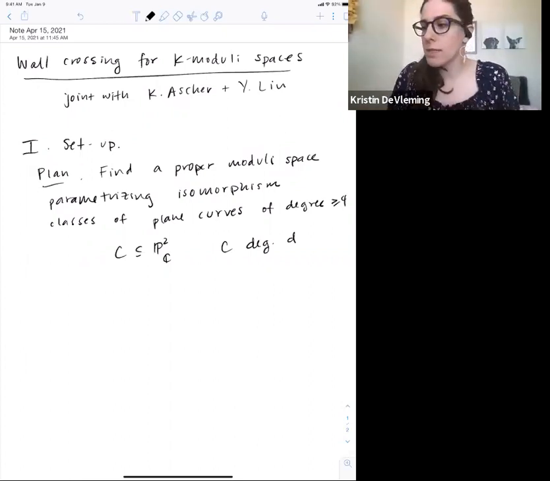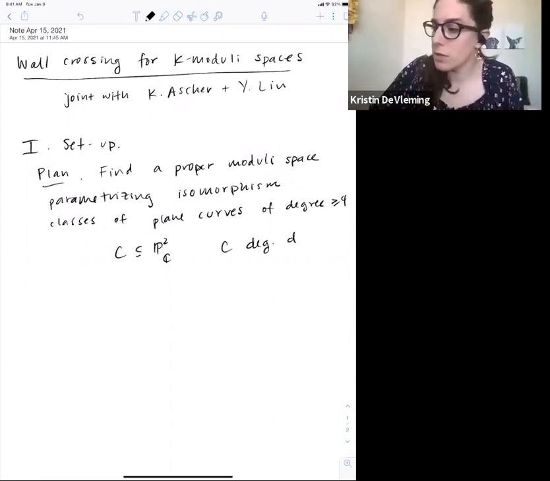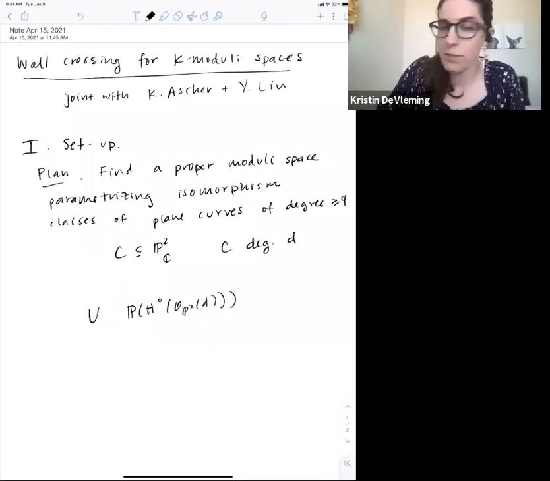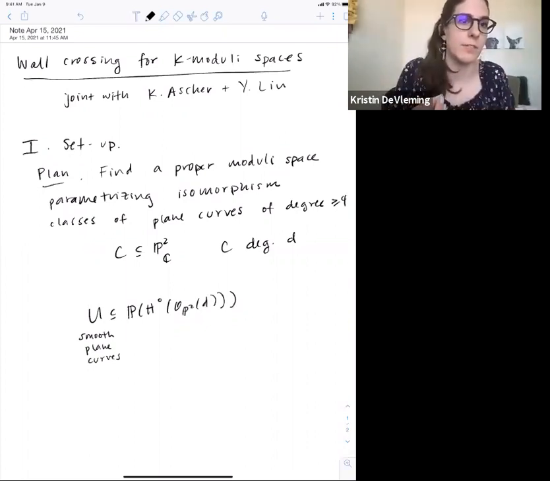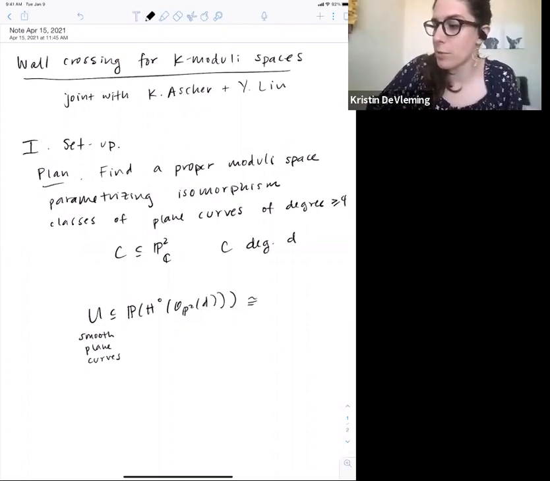So if you want a moduli space, this should be a space whose points correspond to these isomorphism classes of curves. And you can get your hands dirty and just construct it if you leave out the word proper. So I could consider the space of all plane curves of degree D, take the projectivization of O_D, and I could consider the locus of smooth plane curves inside this projective space. So each point of U corresponds to a specific isomorphism class, or at this point, just a specific smooth plane curve. And so this is just an open subset of a projective space.